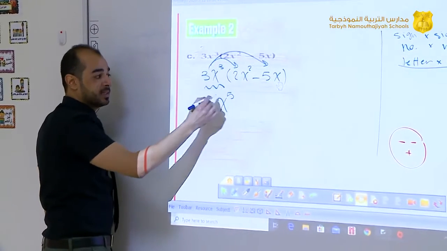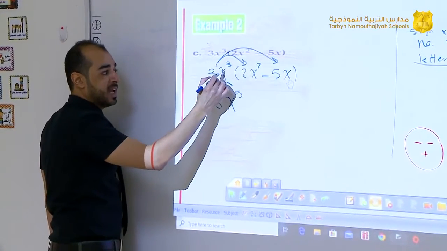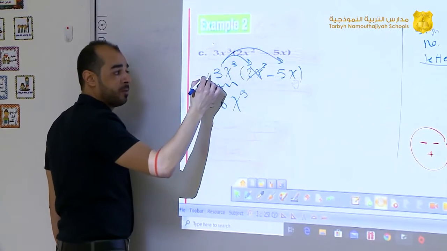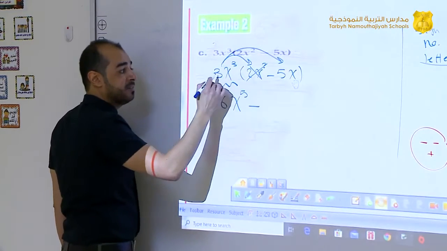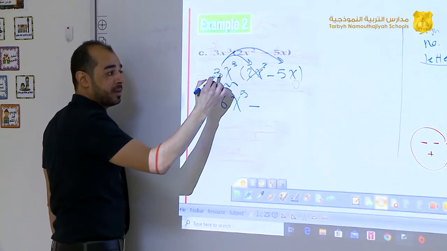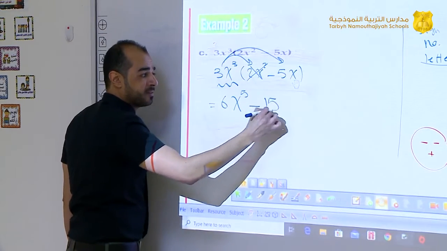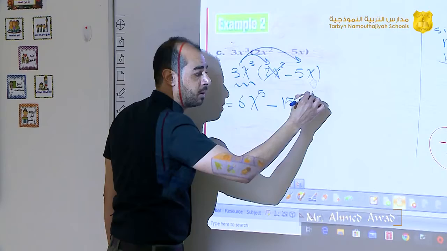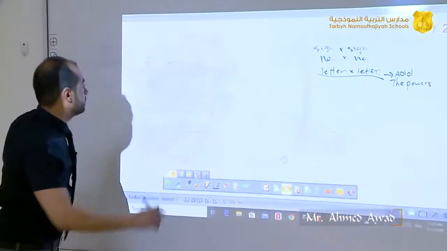The next, positive 3x to the power of 3 multiply negative 5x, so positive multiply negative, we get negative. 3 multiply 5, we get 15, and x to the power of 3 multiply x, we get x to the power of 4. Okay.